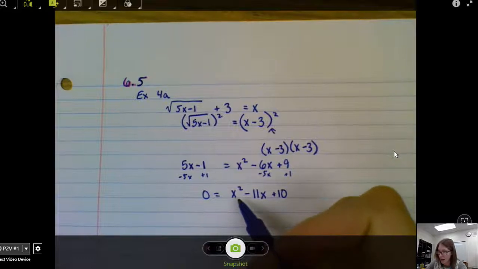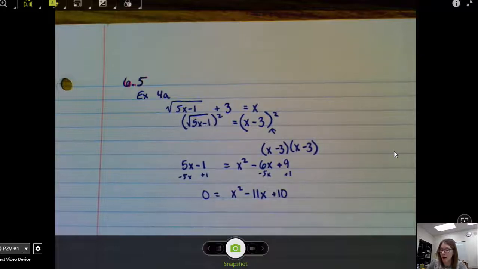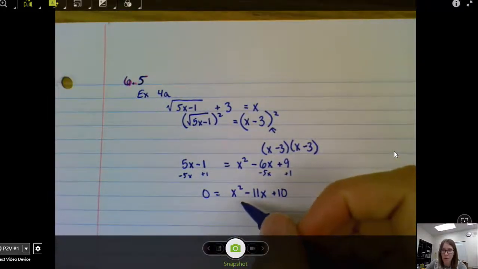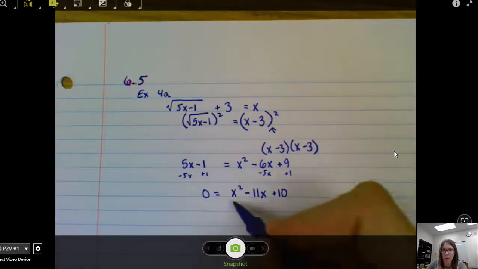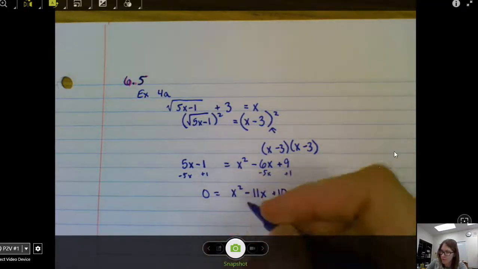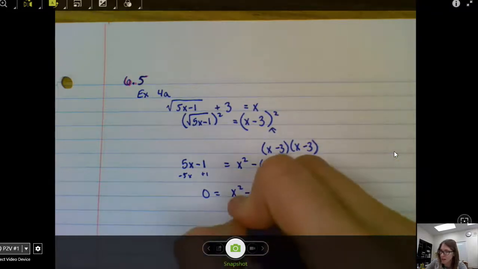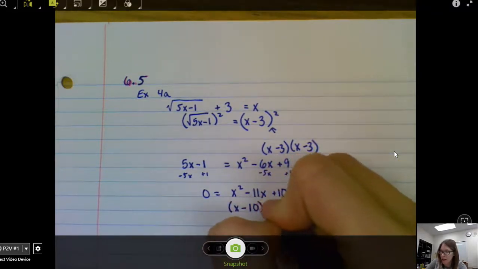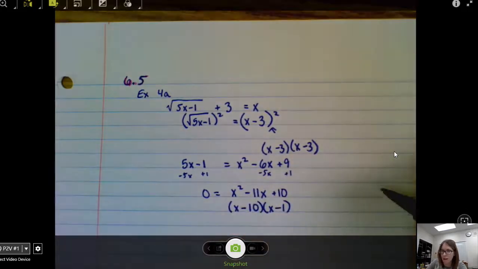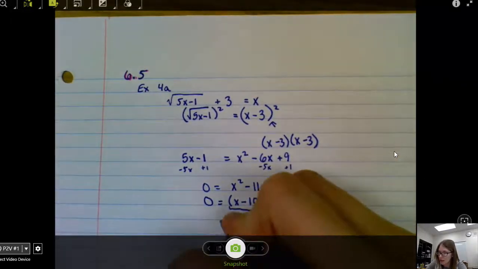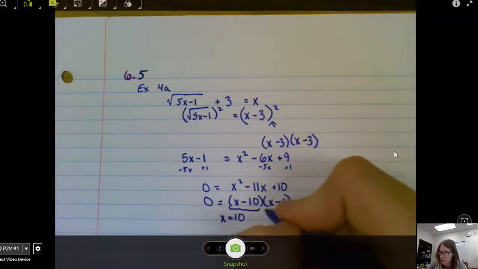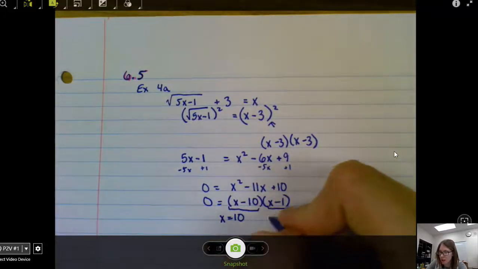Then this equation, we could solve a couple different ways, any of those strategies that we've used in the past to solve quadratics, but don't forget about factoring. Most of the time, I'd probably say 95% of the time, you'll be able to factor what you have here. X squared minus 11x plus 10 factors as x minus 10, x minus 1. Then we make each part equal 0. So x minus 10 equals 0 when x is 10. X minus 1 equals 0 when x is 1.